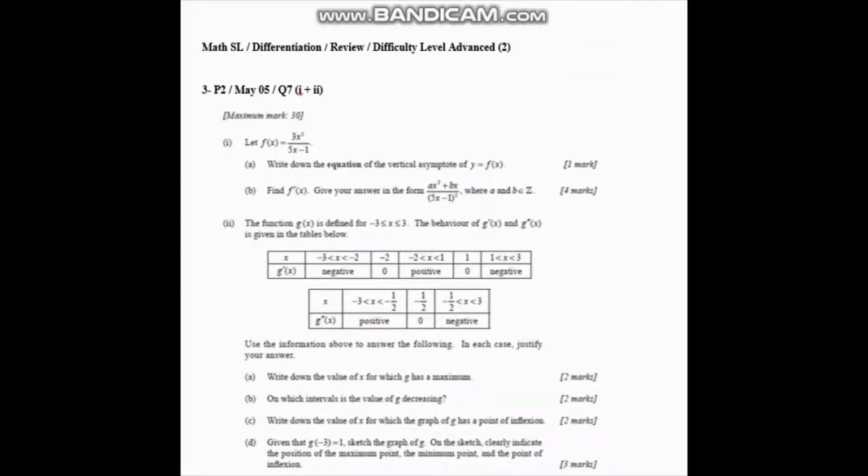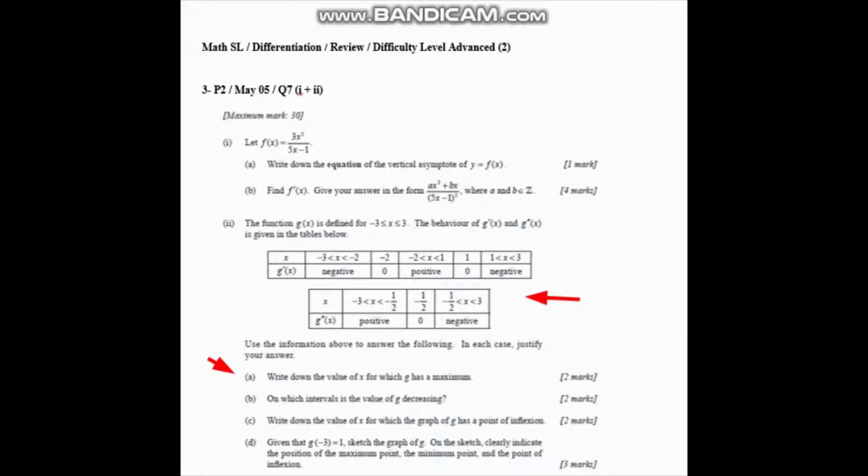In this question I am given a function g of x defined for negative 3 less than x less than 3. I'm required to analyze the behavior of g dash and g double dash of x. So I'm given some information about the two functions, and I need to justify in A, or just write down, the value of x for which g has a maximum.